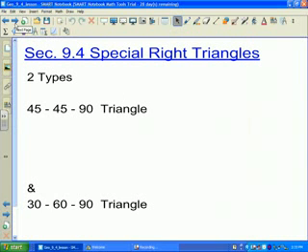If you guys get out some paper, we can take out some notes. Section 9.4, special right triangles. I'm trying to give you guys time to take out some paper. Didn't mean to startle some of you.